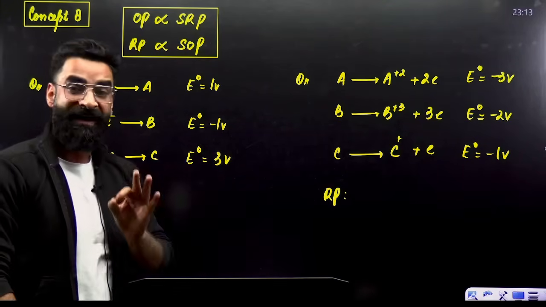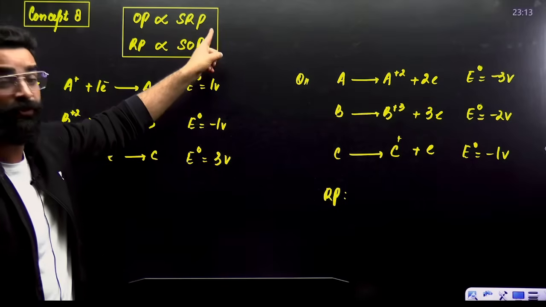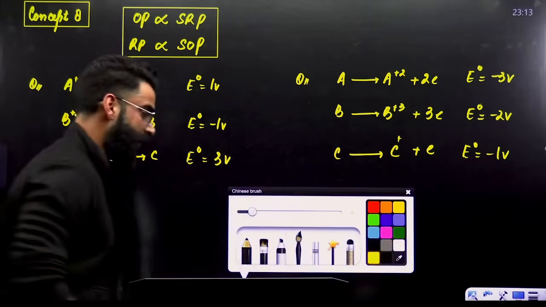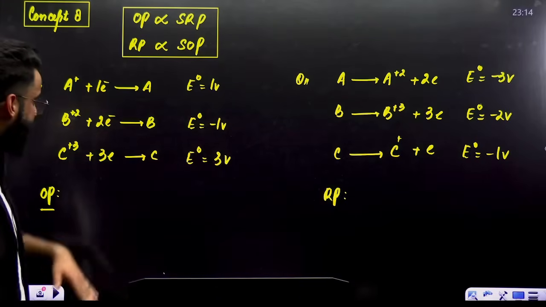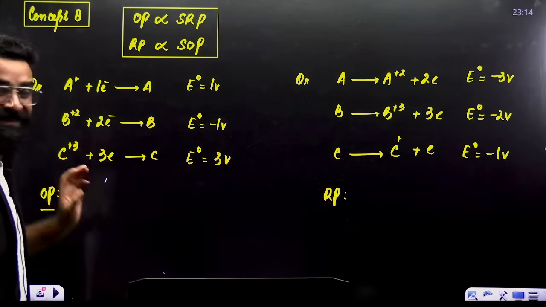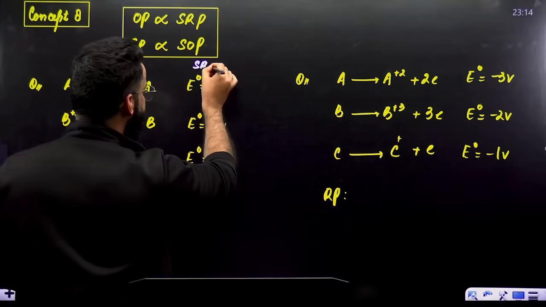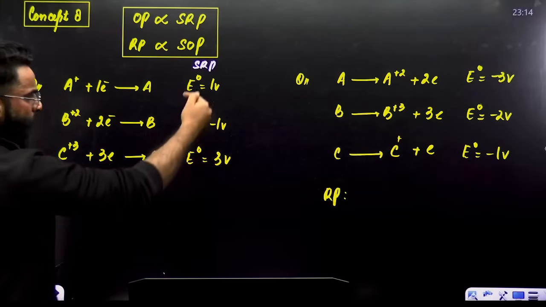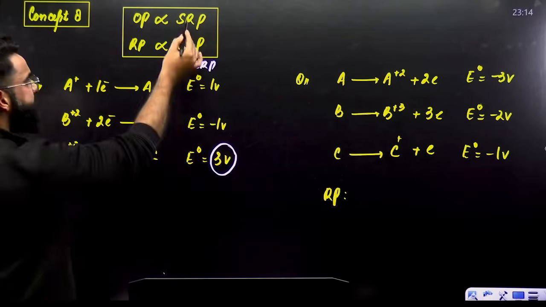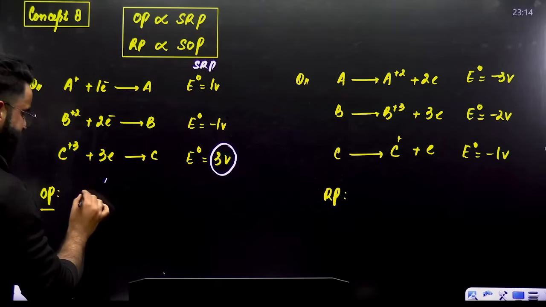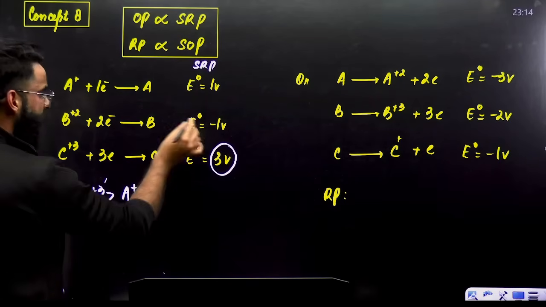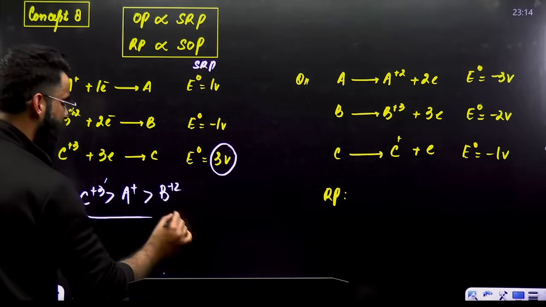Moving on to one more. Remember, oxidizing power is directly proportional to SRP, standard reduction potential. Reducing power is directly proportional to SOP. Okay, from this again a question can be asked. For example, these are few reactions. In all these reactions, gain of electrons is happening. Gain of electron means reduction. So these values are basically your SRP values. Now tell me, which one is more SRP? This has got maximum SRP. More the SRP, more the oxidizing power. So I would say this C tri-positive has got maximum oxidizing power, followed by your A positive and followed by B di-positive. This is the order of your oxidizing power.